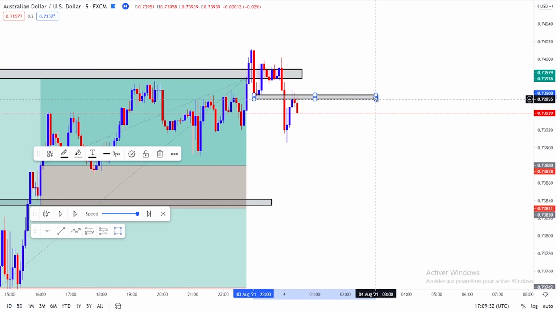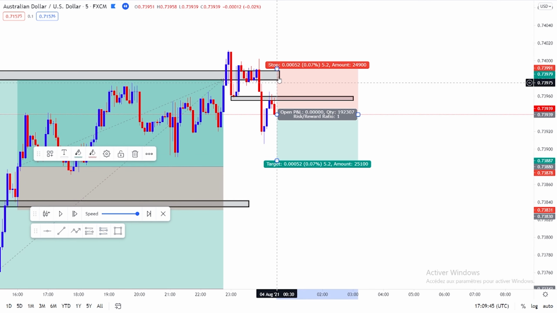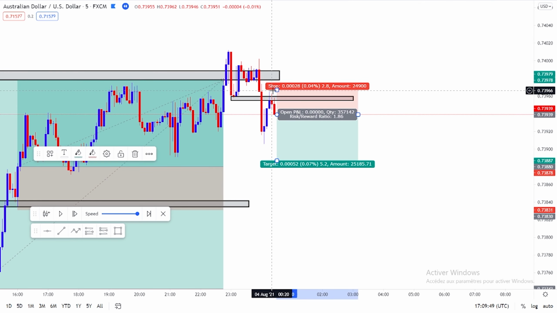We have a support here. We actually have a support. We broke it. We pulled back to it. This is not a strong confirmation, but this is a confirmation. So I will take my sell here. My stop loss should be above any last weak high.